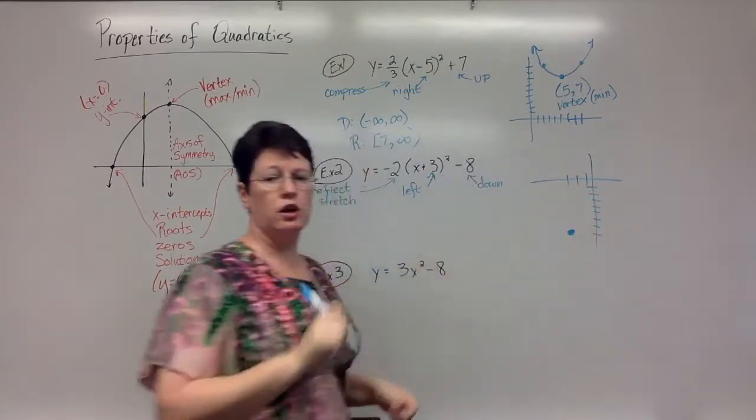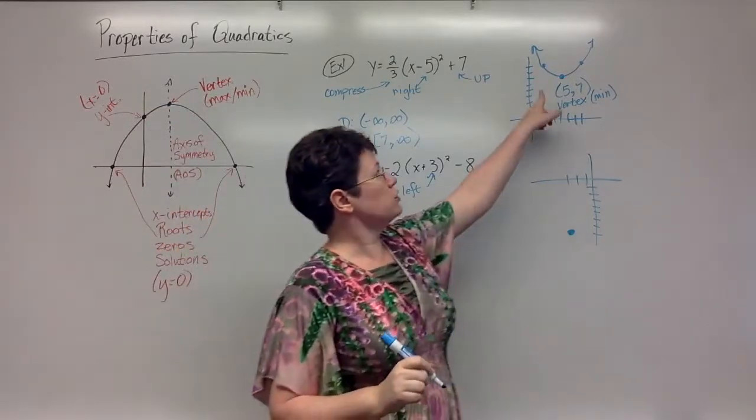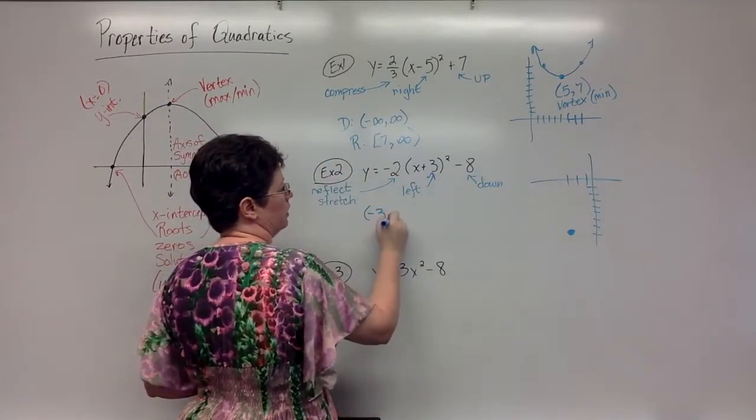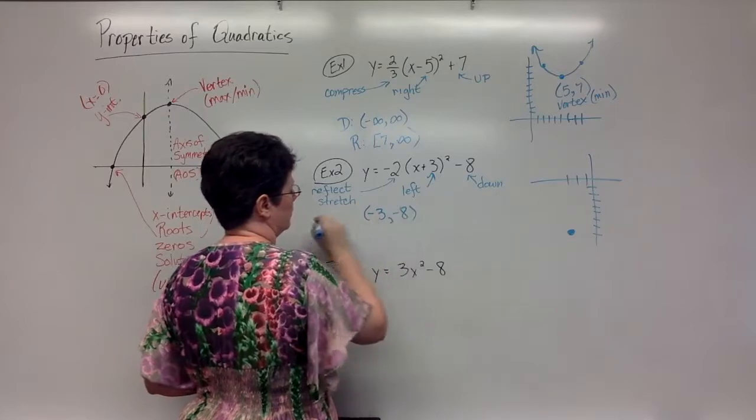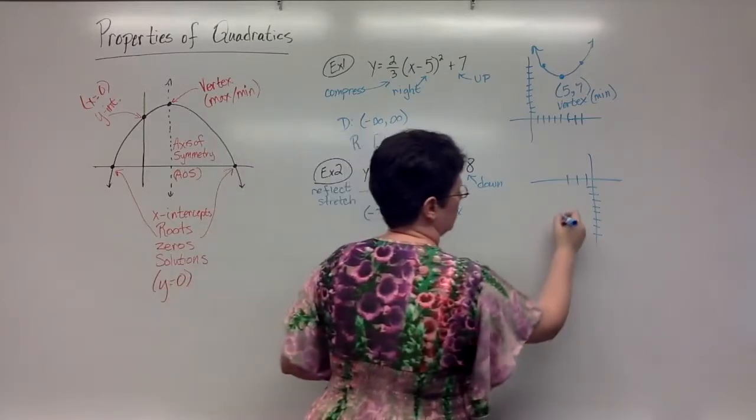That is my starting point. That is also my vertex. Remember our starting point here? What was that point again? -3, -8. This is my vertex. We're going to label it on the graph.